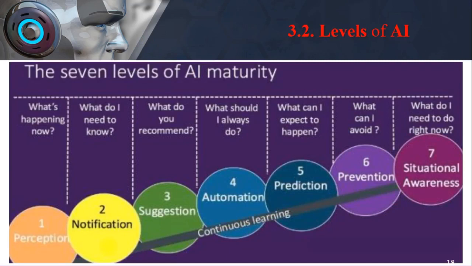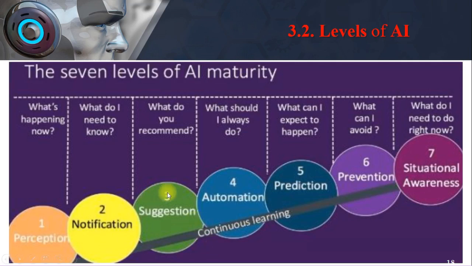When we come to the maturity levels of artificial intelligence, there are basically 7 different levels of maturity, starting from perception up to self-awareness. At the perception maturity level, such intelligent machines try to answer what is happening now. That means they are rule based, and based on the given rules they try to give us some meaning. The second maturity level of AI is notification. Such machines try to answer what do I need to know, that is, the machine tries to explain based on the context.